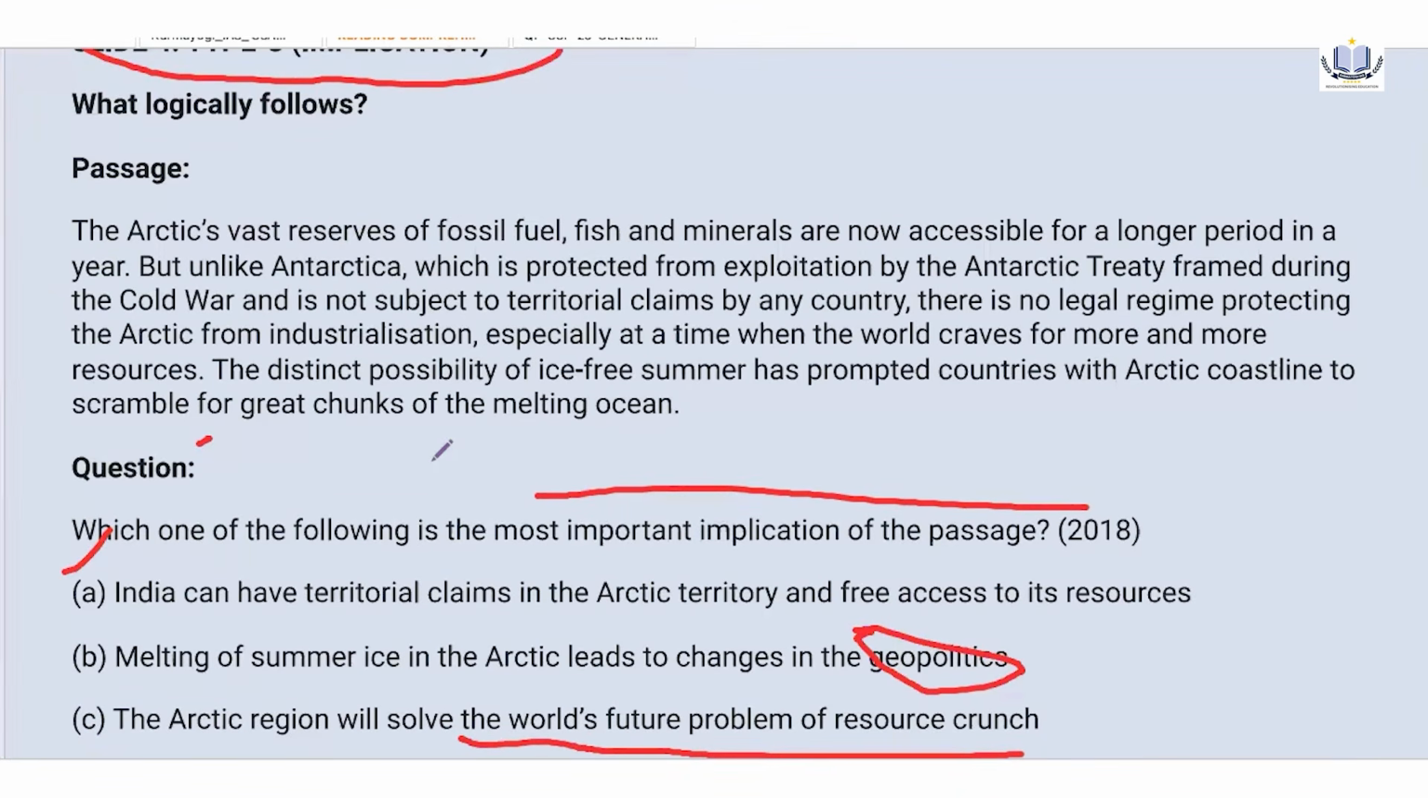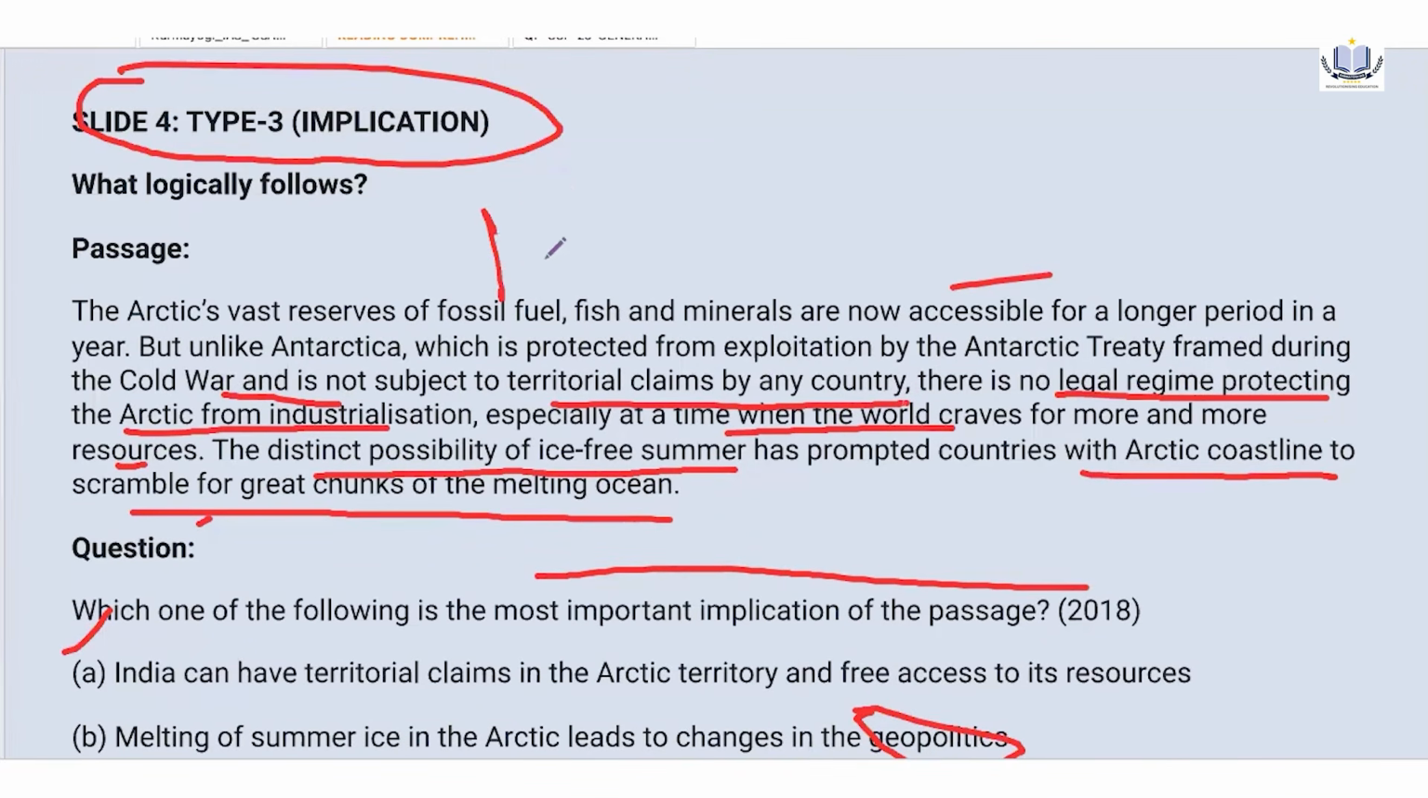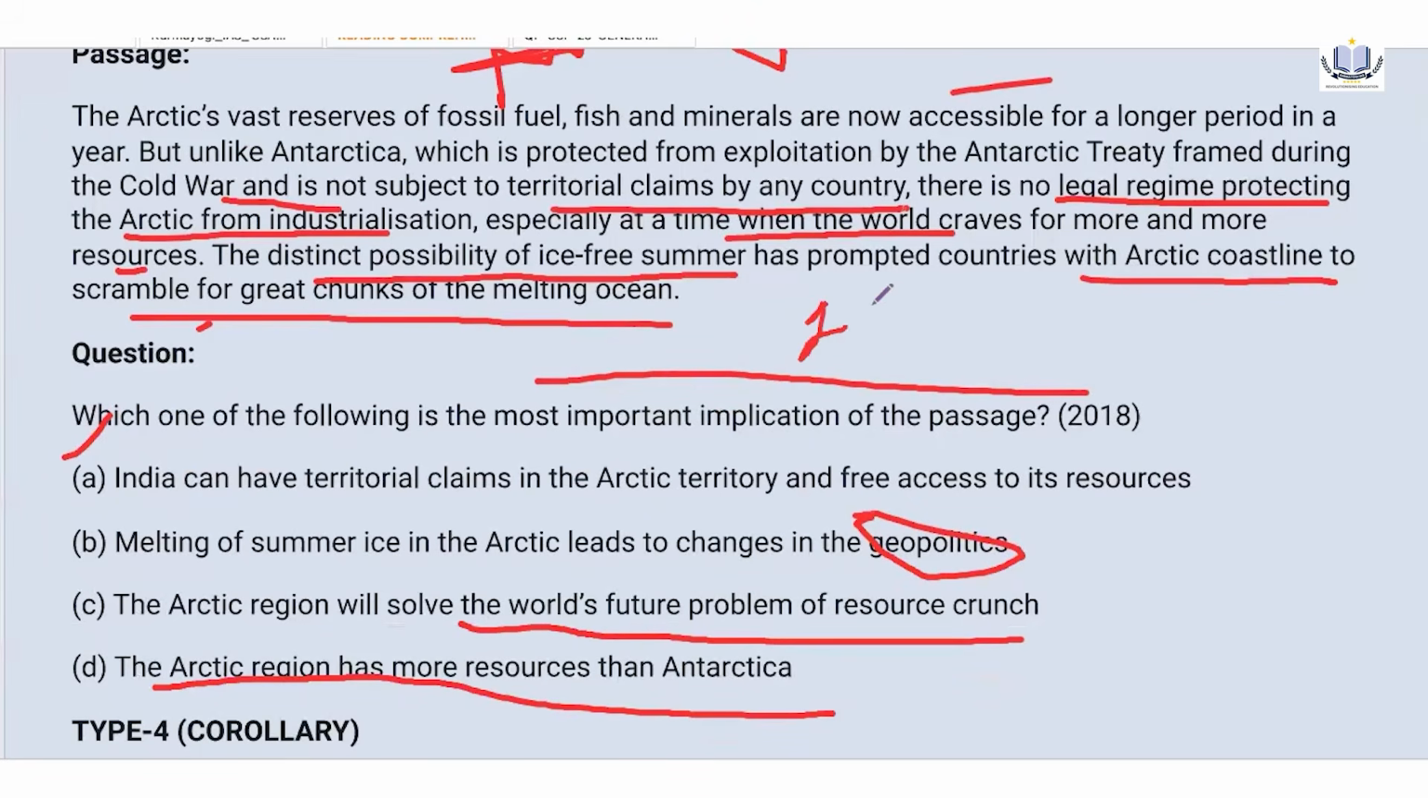The Arctic's vast reserves of fossil fuels, fish and minerals are now accessible for a longer period in the year. But unlike Antarctica, which is protected from exploitation by the Antarctic Treaty framed during the Cold War and is not subject to territorial claims by any country, there is no legal regime protecting the Arctic from industrialization, especially at a time when the world craves more and more resources. And we have wars because of it. The distinct possibility of ice-free summers has prompted countries with Arctic coastline to scramble for great chunks of the melting ocean. Clearly, it is talking about the pattern of competition between different countries because we do not have any kind of proper treaty now to manage it. So it's clearly talking about geopolitics.